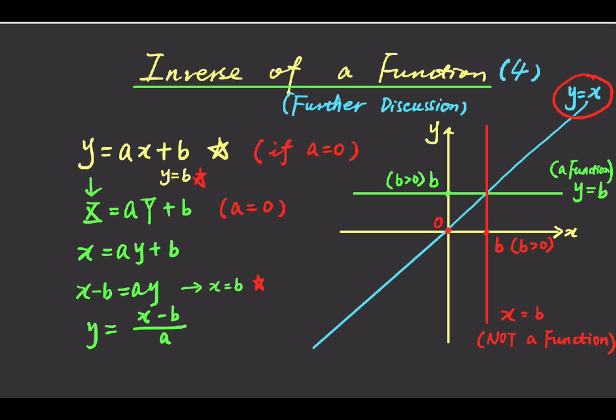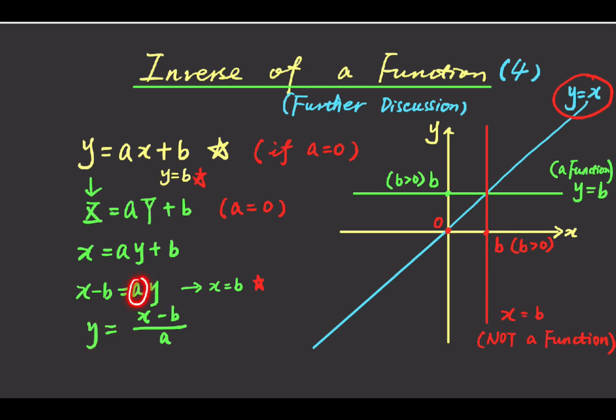Here, if we want to figure out the expression for the inverse of this original function, we need to use x to replace this y. We use y to replace this x. Here, it is in uppercase, but in fact, we can use the lowercase to replace the uppercase. So x equals ay plus b. Then we can figure out x minus b equals ay. We can figure out y equals (x minus b) over a.